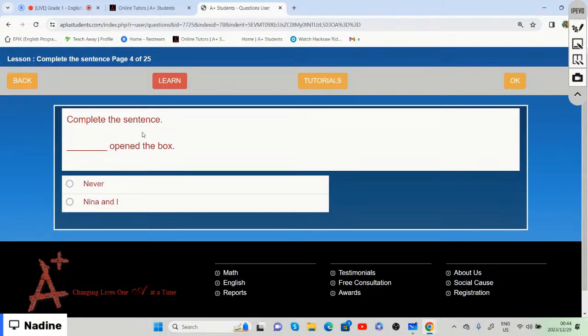All right, in order to get the complete sentence, we can say Nina and I opened the box. Meaning Nina and I is our naming part, which is the noun. Opened is our verb.